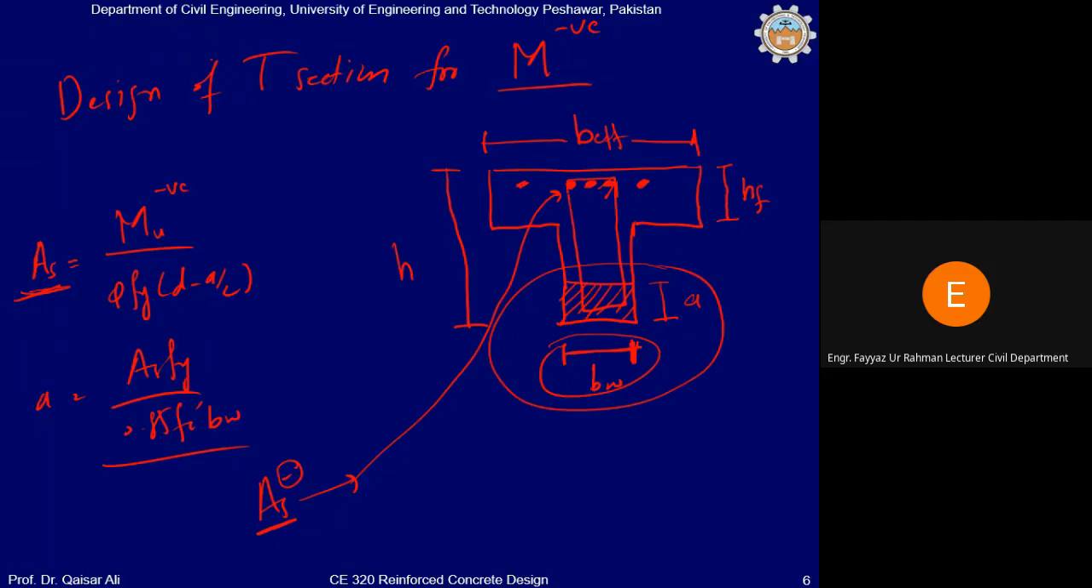और positive moment के लिए there are two cases, but as I told you, in almost all the cases, the case one will be governing. तो उस केस में भी आप उसको एज ए रेक्टेंगुलर बीम डिजाइन कर सकते हैं। जस्ट यू विल रिप्लेस दिस BW विद B इफेक्टिव. क्लियर? Yes, sir. Clear.